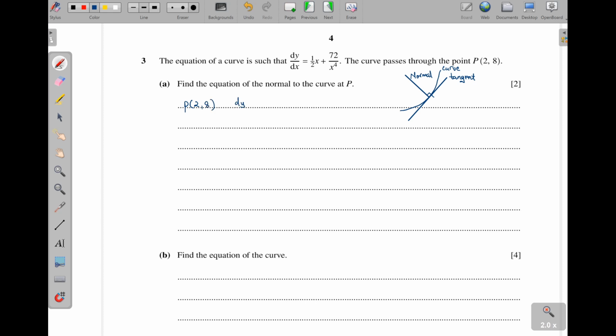We need to find the gradient. Remember, to find the equation of the straight line, you need to know the gradient, that is number 1. Then number 2, at least one point through which the line passes.